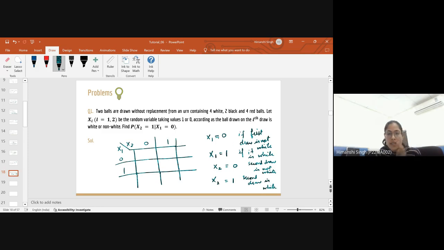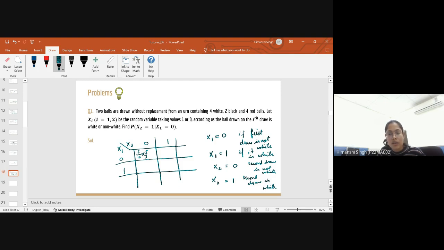So x1 equal to 0 and x2 equal to 0 means the first draw is not white and the second draw is not white. So what is the probability that both the first and second draws are not white? There are 6 not white balls out of 10. So the probability that the first is not white is 6 by 10, and since it is without replacement, the second is 5 by 9. So this will be 6 by 10 into 5 by 9.